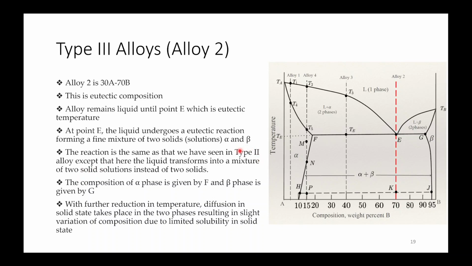So type 2 alloy was a eutectic type of alloy having full solid solubility. Now, except that here the liquid transforms into a mixture of two solid solutions instead of two solids. So the composition of alpha phase is given by F, and beta phase is given by G. With further reduction in temperature, diffusion in the solid takes place in the two phases, resulting in slight variation in composition because the solubilities keep on decreasing with temperature.